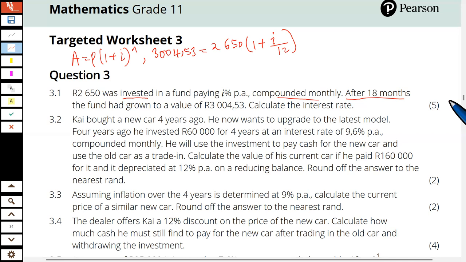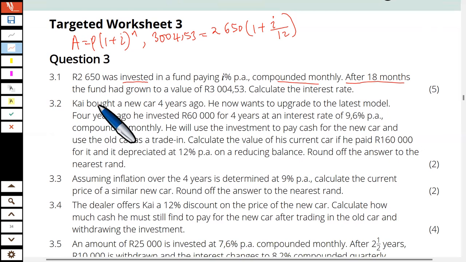Okay, so we're looking at this question here, and we're doing a worksheet on financial mathematics, targeted worksheet 3, question 3. And we're saying 2,650 was invested in a fund paying 8% per annum compounded monthly. After 18 months, the fund had grown to a value of 3,004 rand and 53 cents. Calculate the interest rate. Because it is an investment and we're expecting growth, we're expecting it to increase in value, in other words, we use the formula with the plus. And then next.